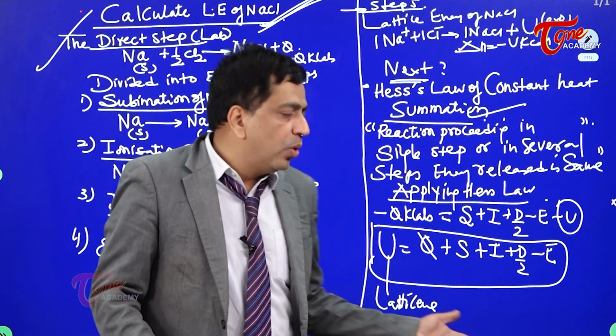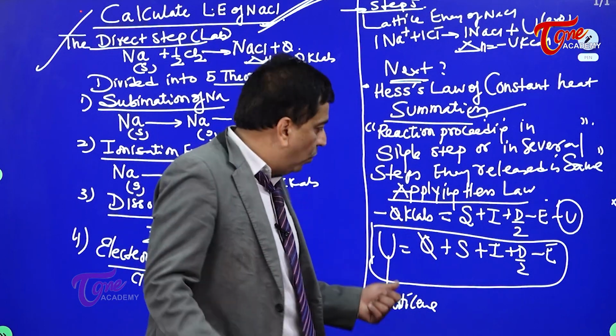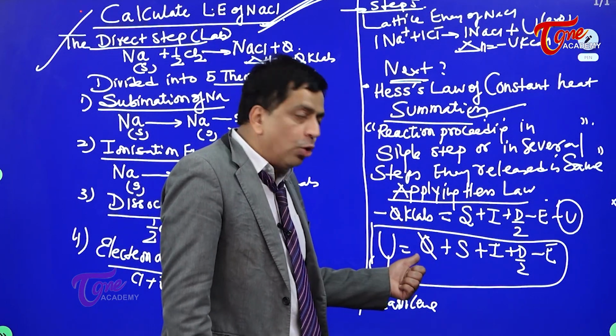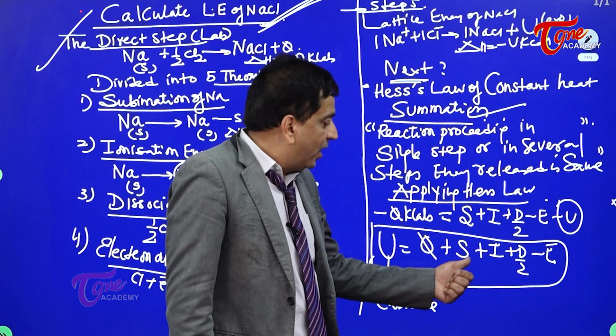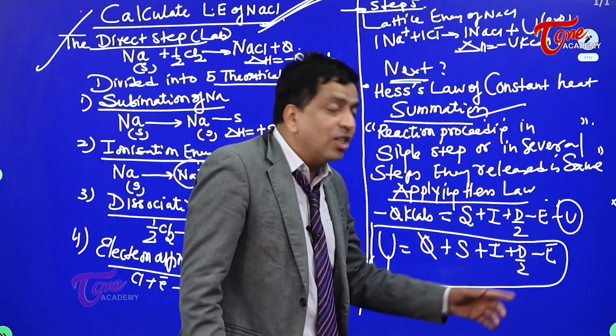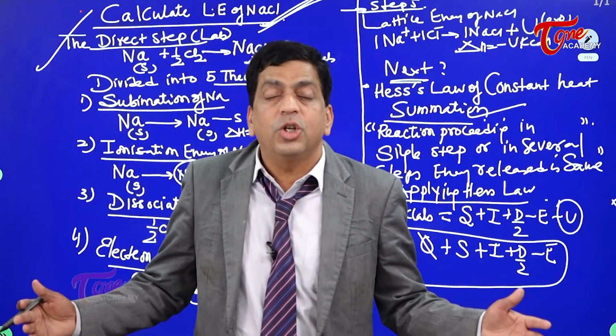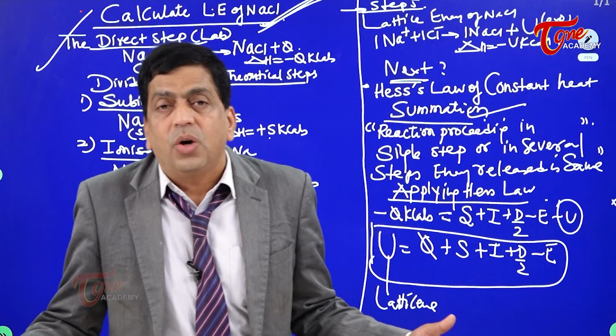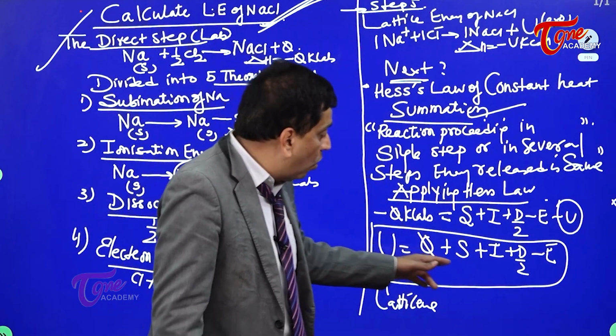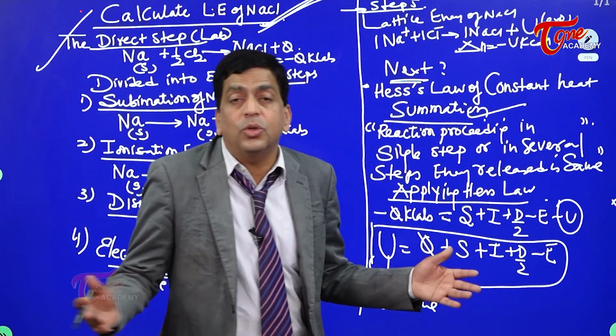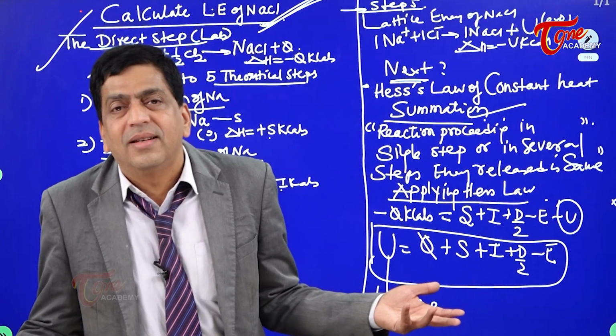Sometimes what happens is he will give you lattice energy, he will give you Q, S, I, D by 2 and ask what? Electron affinity. That's a question in the exam. Otherwise, he'll give you all these values and ask you what? Lattice energy. Lattice energy, you must understand.